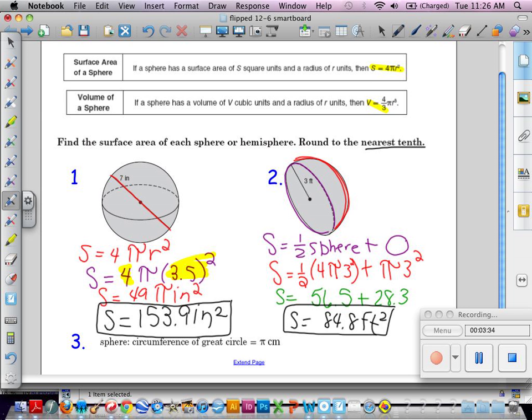So be careful on this, people. A lot of people do the half a sphere, and this is what they forget. So try and remember you also have that circle.